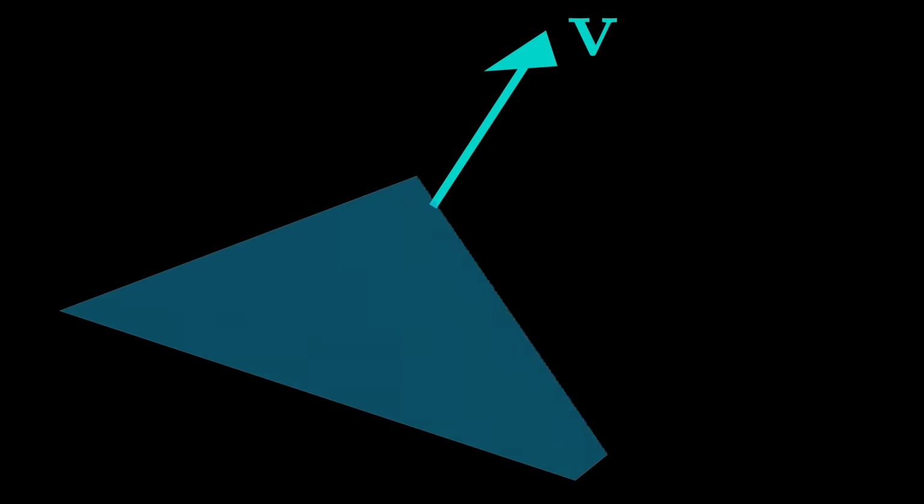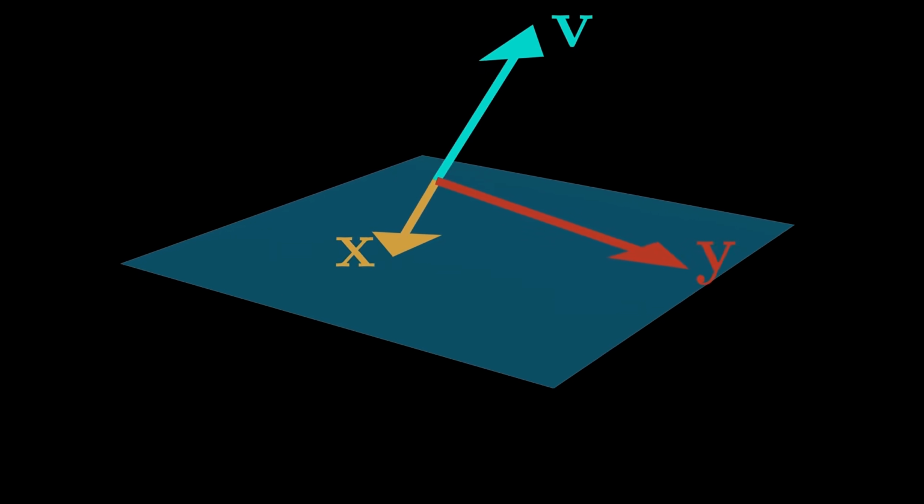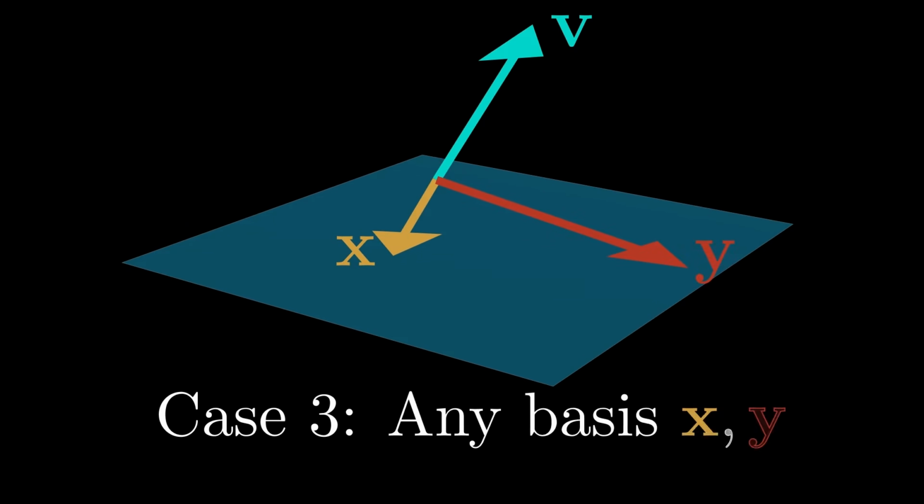Okay, so for our next case, we want full generality. We've been considering our x and y basis vectors to be at 90 degrees, but now we'll let them point in any crazy direction, like maybe these here, and we'll let them have any length. We do still need the basis vectors to span the plane, so they can't be right on top of each other or outside the surface, but otherwise anything goes.